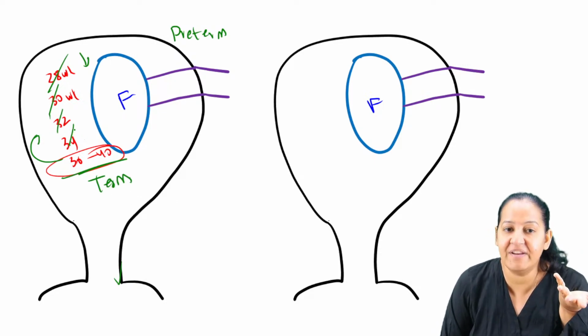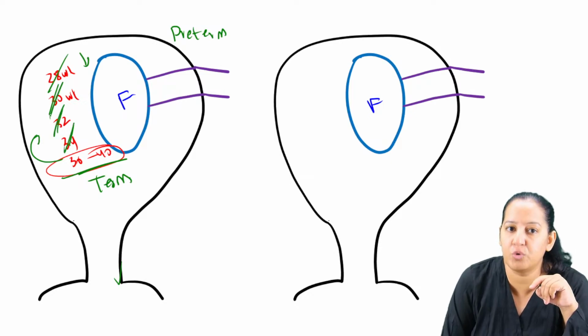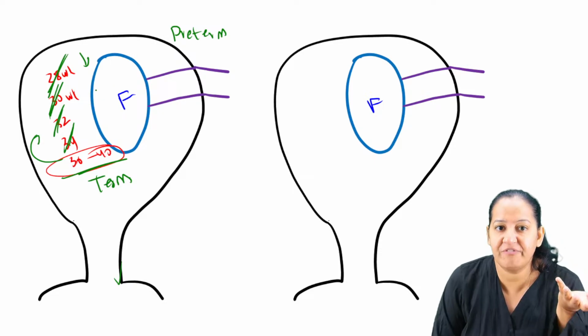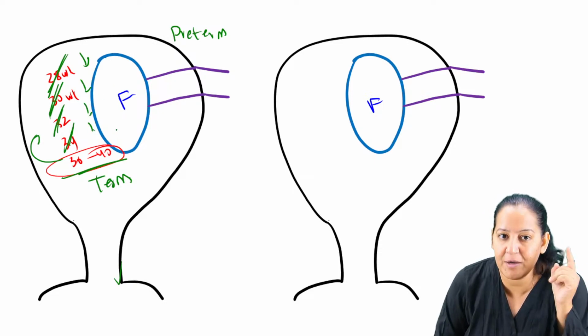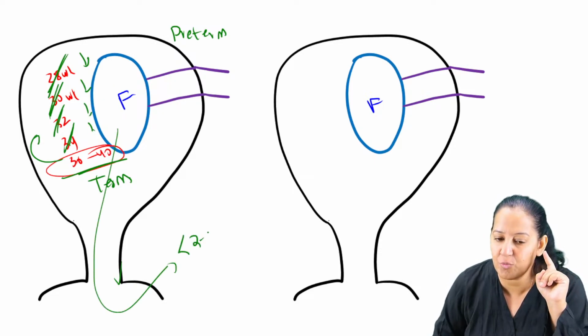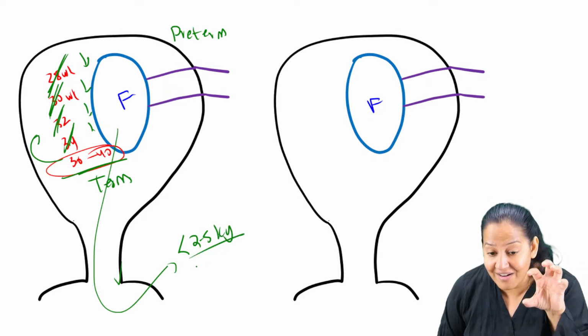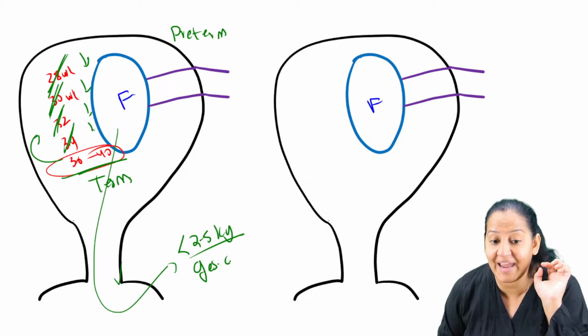Now, imagine the delivery is taking place at 34, 32, 30, 28 weeks, any week. It is before term, so the weight of the baby will obviously be less. The baby who is coming out is less than 2.5 kg. But the weight is according to the gestational age. It is corresponding to the gestational age.